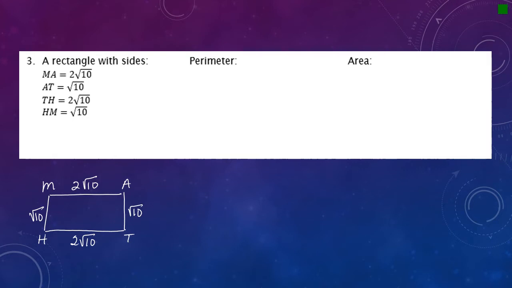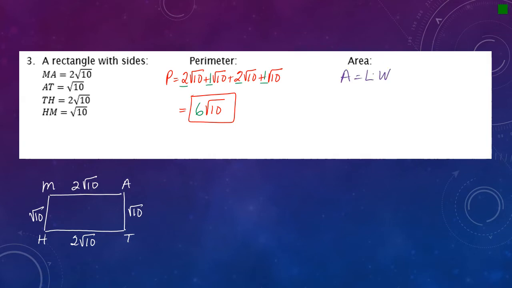So for the perimeter, all I'm going to do is add up all of these side lengths. So the perimeter is going to be 2 root 10 plus root 10 plus 2 root 10 plus root 10. So really the question here is how many root 10s do I have? So I'm going to put in these invisible ones again. So if you add up 2 plus 1 plus 2 plus 1, it gives you a grand total of 6. And then you have this square root 10 that tags along with your final answer. So that's your perimeter.